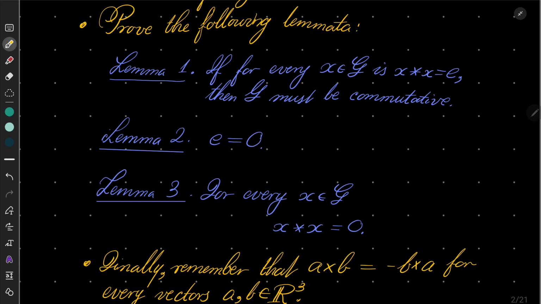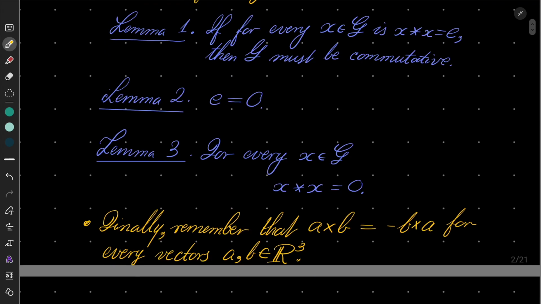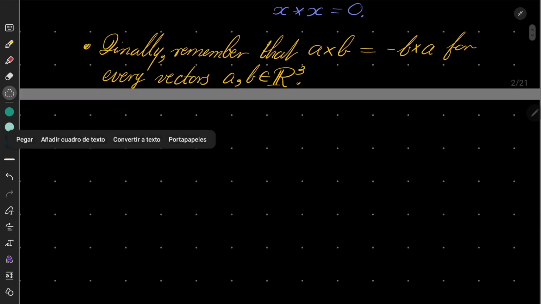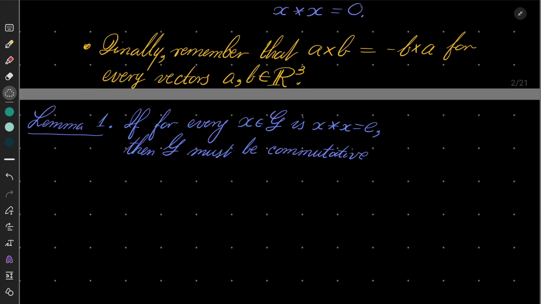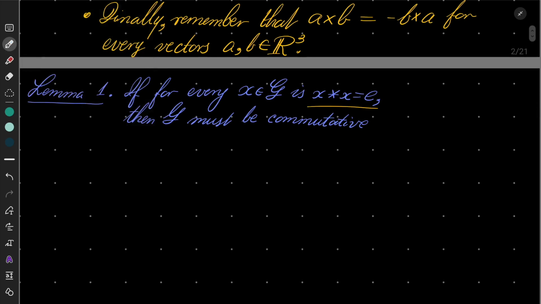And finally, remember that the vector product, the cross product, is anti-commutative. That means that A cross B equals minus B cross A. So give this problem a try, and I will see you in just a minute. Okay, so first I want to prove my three lemmata. Maybe I will start with proving my first lemma, because it's very general. It says that for every group, if this is the case, then G must be commutative. So let's prove it. Proof of my first lemma.